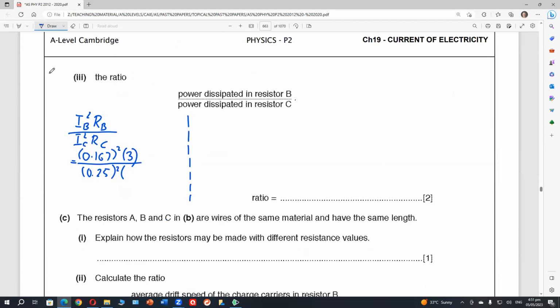The value of RC is 4. It is 0.35. 0.35. 35.